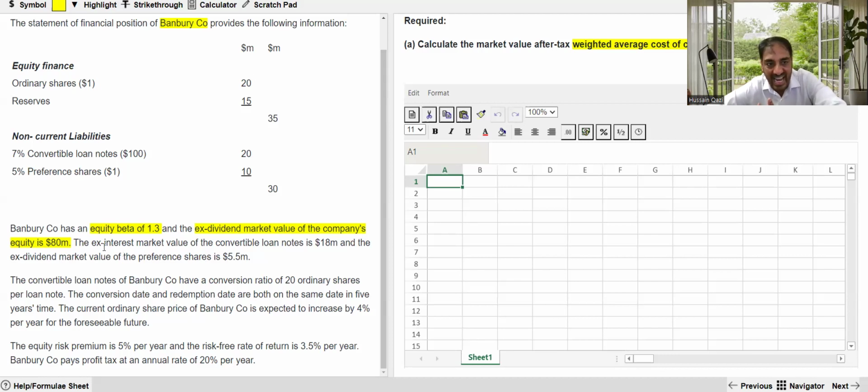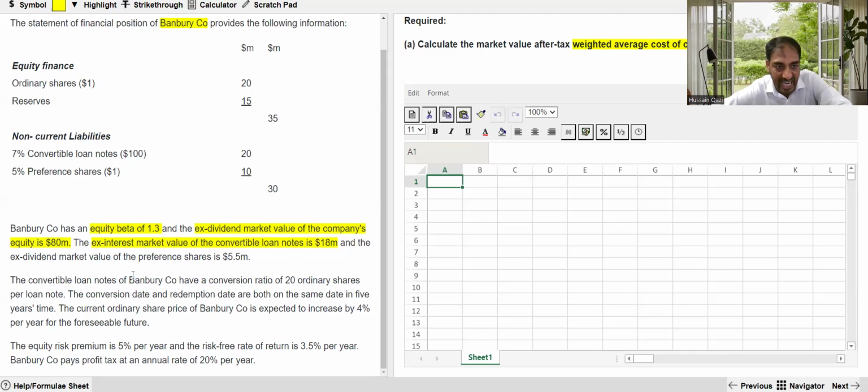So let's move on. Ex-interest market value of convertible loan notes, 18 million. Same point, convertible loan notes market value is required by default ex-interest. If it's not mentioned, by default it is ex-interest. But if it's mentioned cumulative interest, then we need to calculate the value of the market value of notes, 18 million, minus the current interest value.